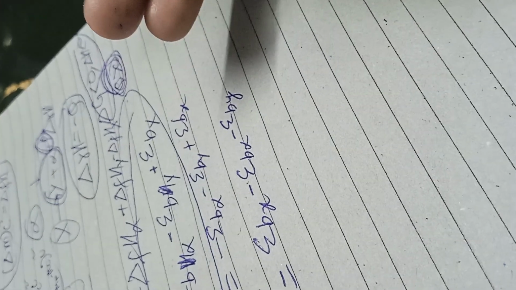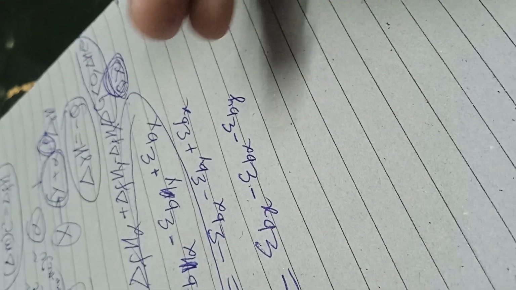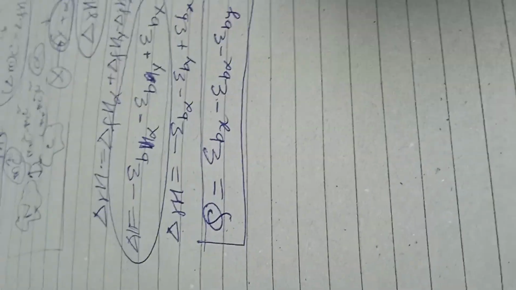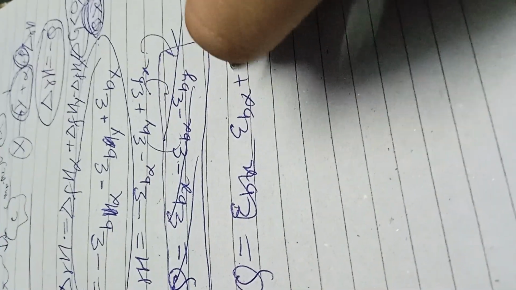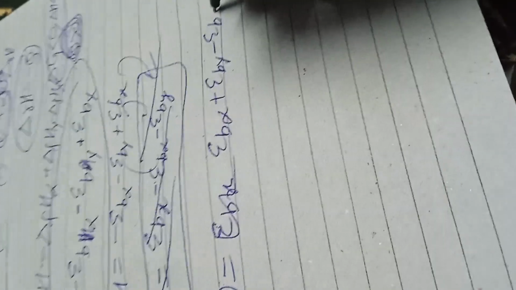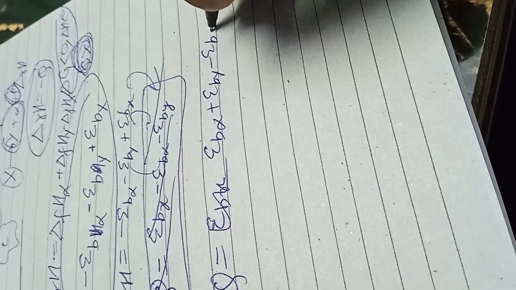I think I have messed up something. It seems correct. Just a second. I realize now what I have done, I have written this thing here only, as you can see. I'm making the same mistake again. Q is EB alpha plus EB Y minus EB X.